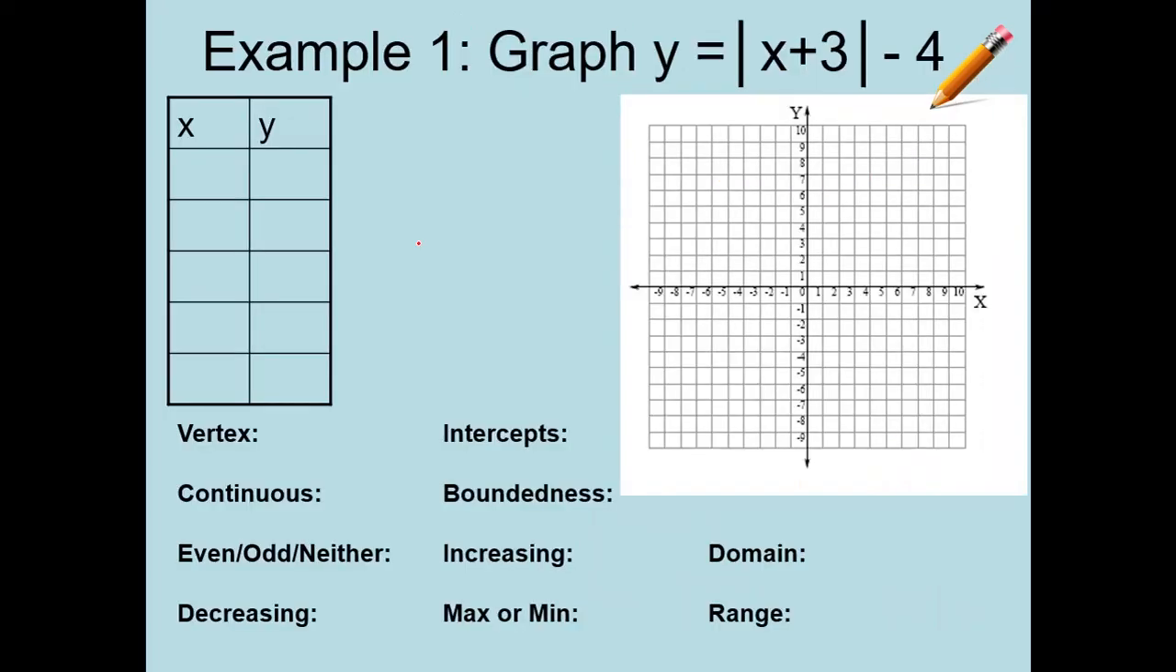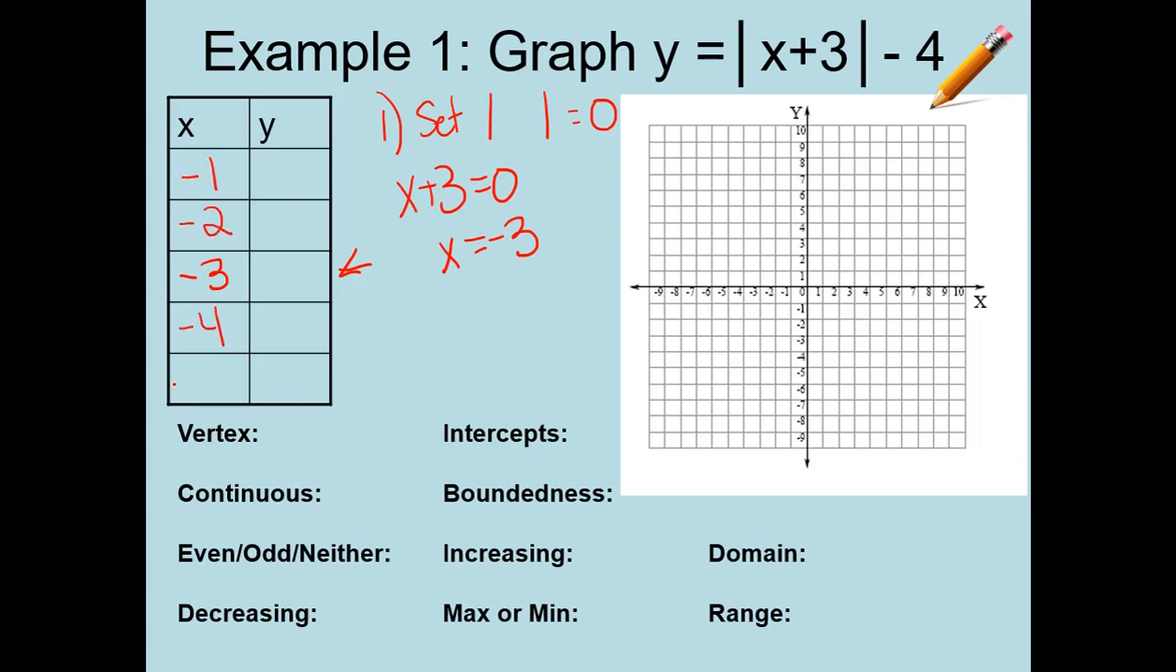Now, being that we have a table, the first thing we're going to do is set the inside equal to 0. That's going to give us the middle of my table. So I'm going to set x plus 3 equal to 0, and we're going to get x is -3, right? So that's my first x value. That's my middle point. Then what I'm going to do is fill some groupies around them, some numbers. I'm going to put -2, -1, -4, -5. Okay? Just put some numbers around that number.